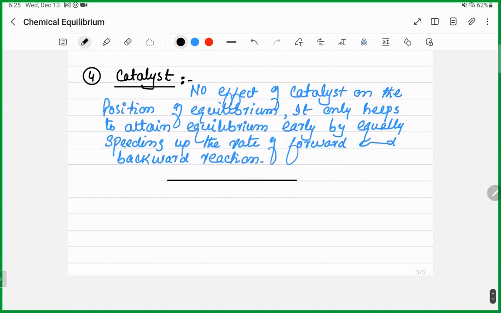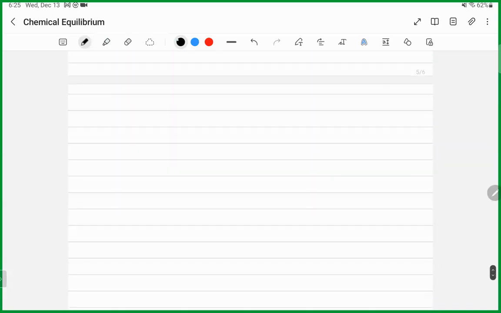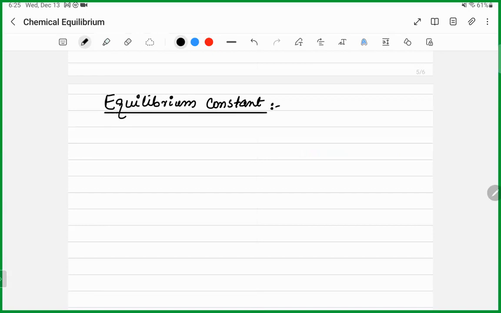Now the next is basically called the equilibrium constant, and it is represented by Kc. Equilibrium constant. This is something like the A level stuff that you haven't done before today. The previous part, you have discussed somewhere in O levels as well. This is represented by either Kc or Kp.